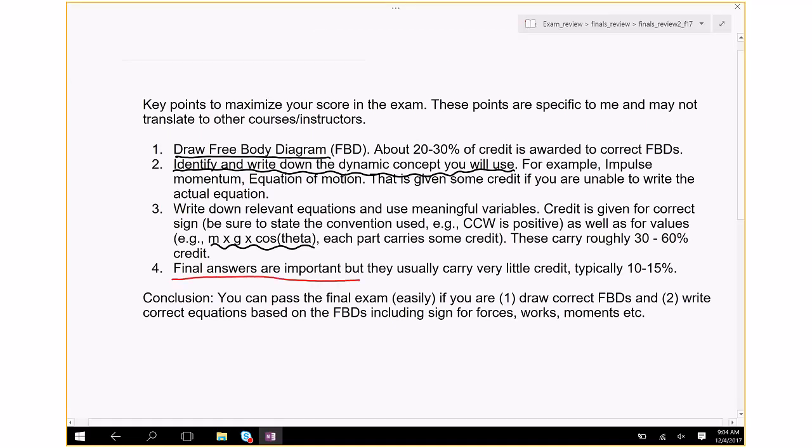And then the final answer, which is also important but not too important, usually carries minimal weightage, 10 to 15%. So if you're in crunch for time, what I recommend is doing 1 to 3, and you can do 4 last.